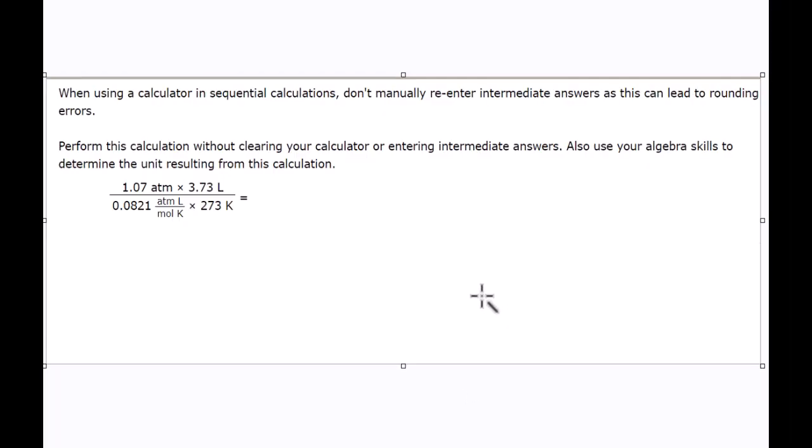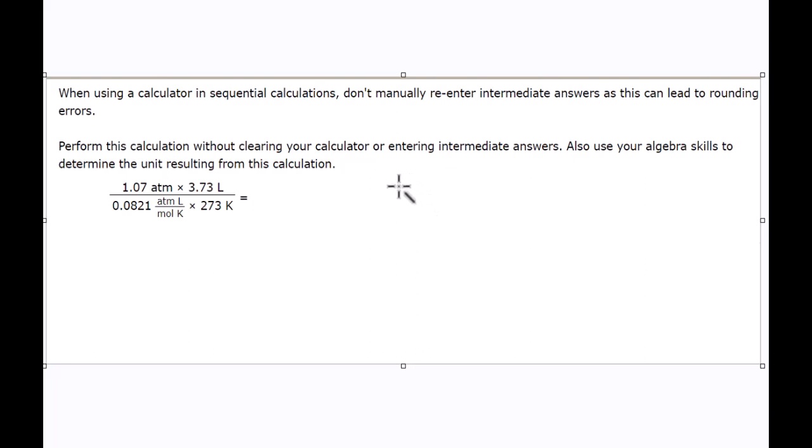I designed this problem to teach you how to use your calculator efficiently in AP chemistry. I've set it up here so that it says you should use sequential calculations so you don't have to re-enter answers as you go along, because otherwise you have rounding errors which will hurt you on WebAssign, or more likely you'll make an error retyping in a number. We don't want to make those clerical errors.